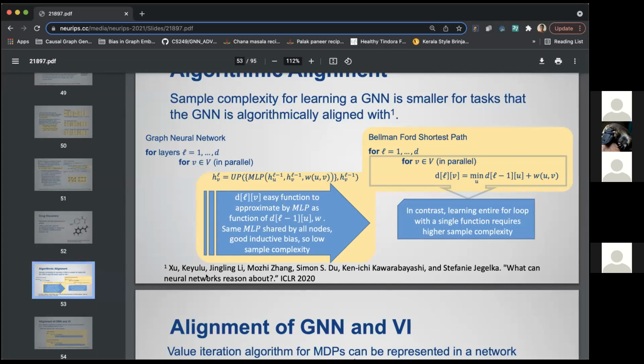I believe they might have had some experiment comparing the shortest path algorithm, like the ground truth, and you're trying to approximate the shortest path algorithm with a graph neural network. Okay, so for some of them, for example, with an MLP, the sample complexity is low, but if it's not aligned, then we actually need many more samples.